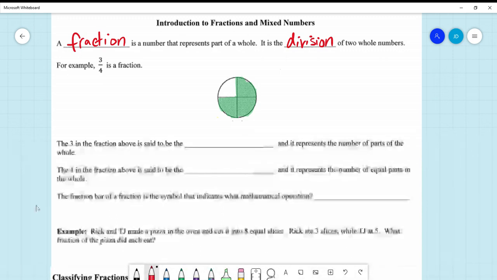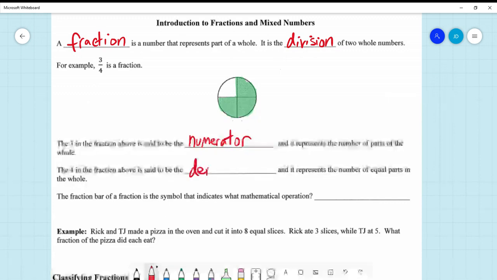So 3/4. The 3 in the fraction is said to be the numerator, and it represents the parts when we talk about parts over whole. The 4 in the fraction, the bottom, is the denominator, and it represents the number of equal parts in the whole.